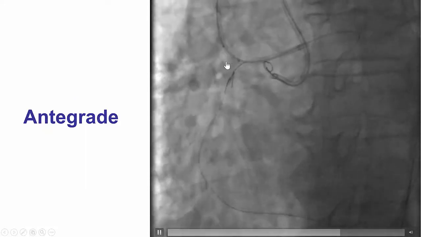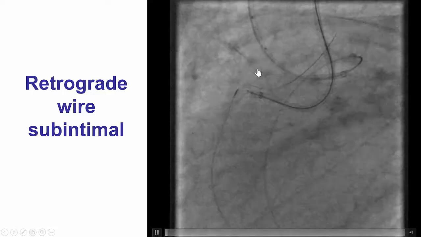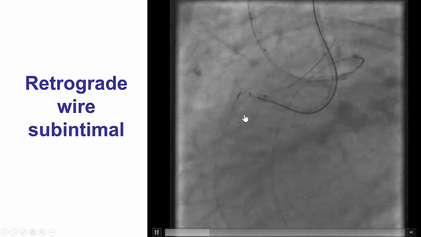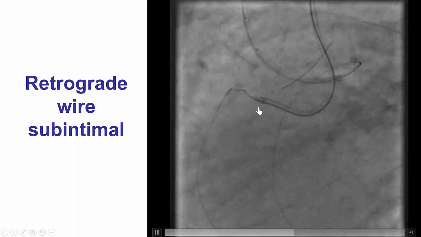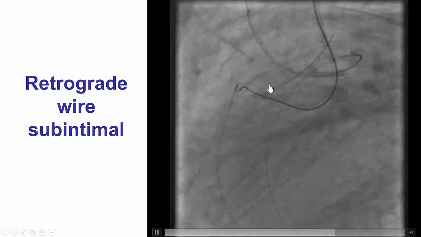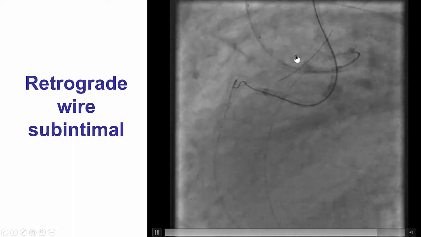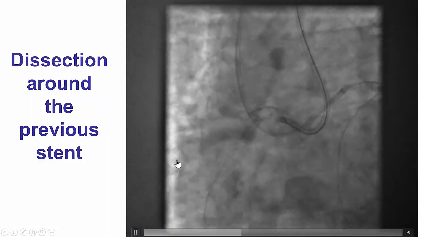We then used the Antegrade guide to advance an Antegrade guide wire. That was very, very challenging, and we did some attempts to see if we can re-enter from the retrograde microcatheter, but the wire was in the subintimal plane inside the aortic wall.